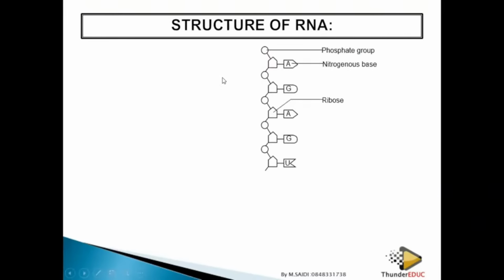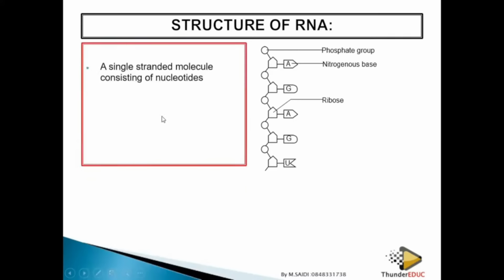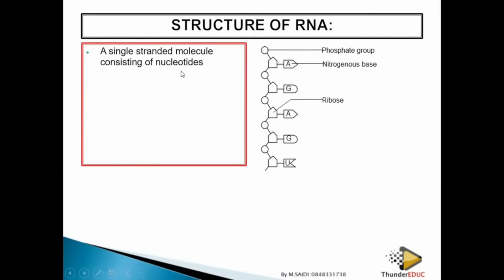So what is the structure of RNA? The structure of RNA is almost like DNA, but with a small difference: uracil instead of thymine, and a single strand instead of a double strand. It is straight, not helical. So it is a single-stranded molecule consisting of nucleotides. We saw that it also contains phosphate, sugar, and a nitrogenous base. But the phosphate is the same. The sugar is ribose instead of deoxyribose, and the nitrogenous bases include uracil instead of thymine.